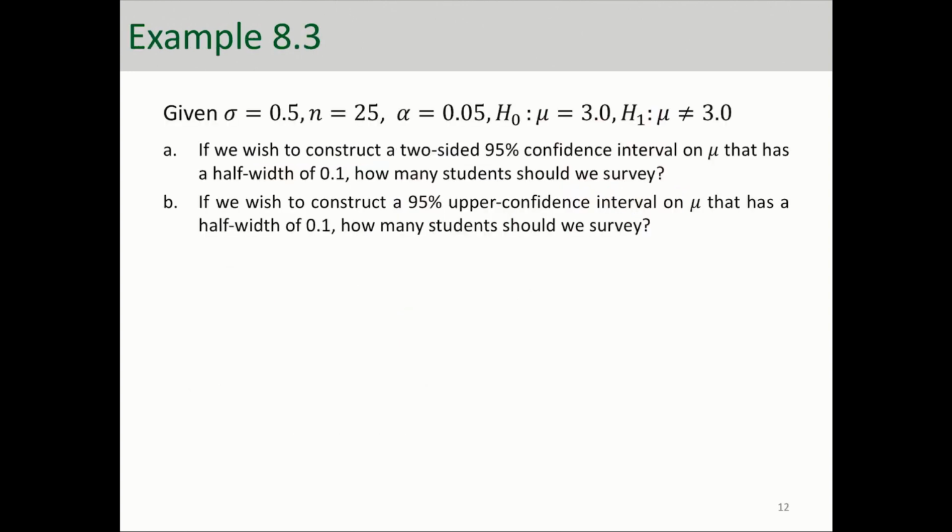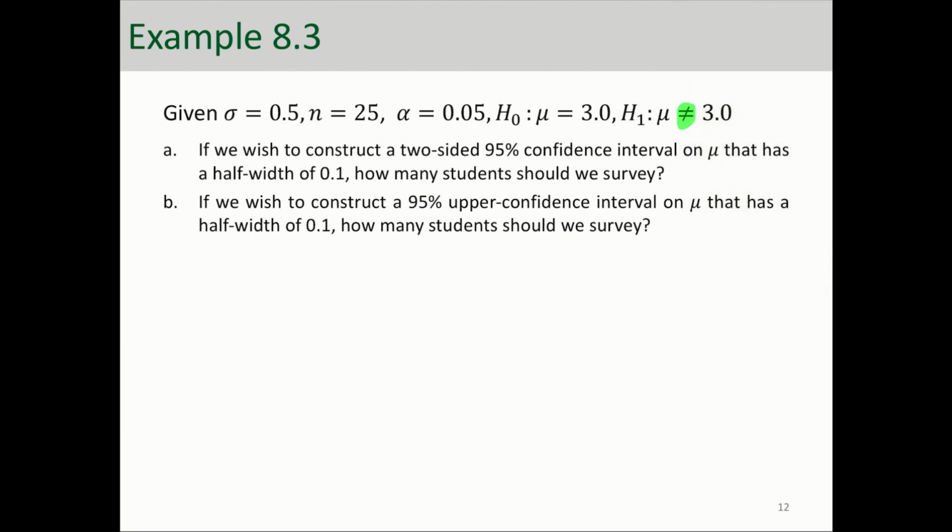So let's take a look at one example here. Here we're looking at this example that says, given that the standard deviation is 0.5 and the original parameter of this test n was 25, alpha 0.05, and this is a two-sided hypothesis test, as you can see. If we wish to construct a two-sided 95% confidence interval on the mu that has a half width of 0.1, how many students should we survey?